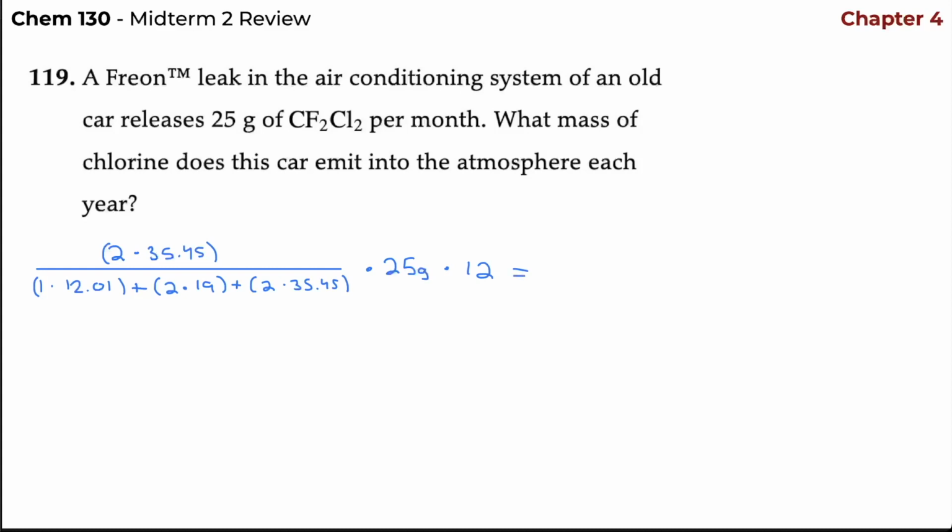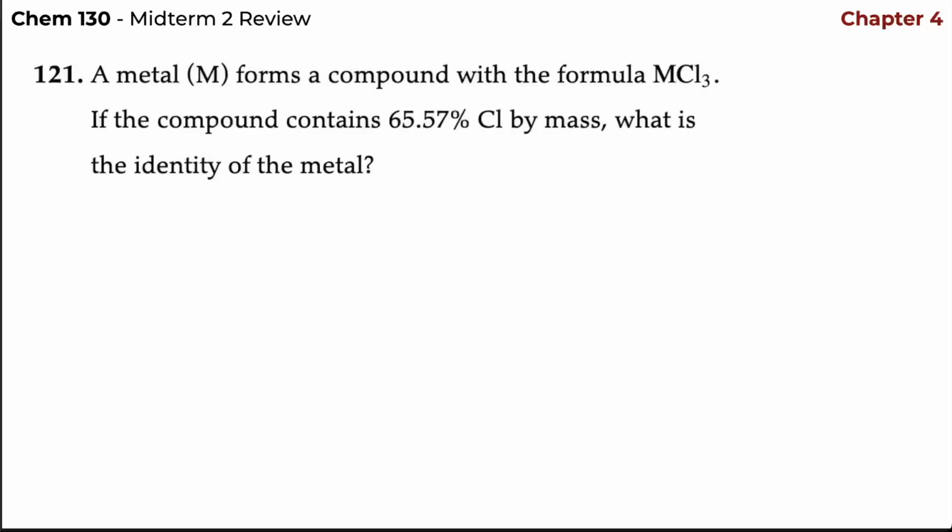And then if you solve it, let me just double check. Yep. Okay. So if you solve this, it should be 1.8 times 10 to the 2 grams of chlorine per year. Cool? Cool. All right, so sorry.